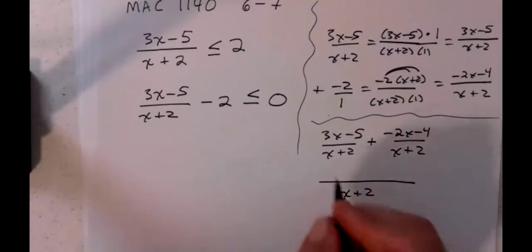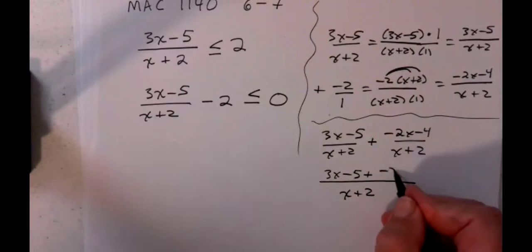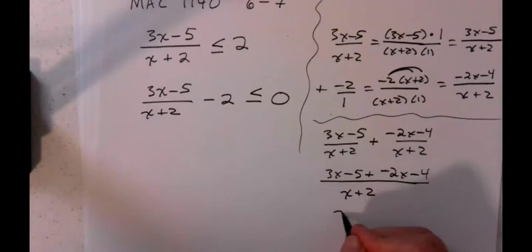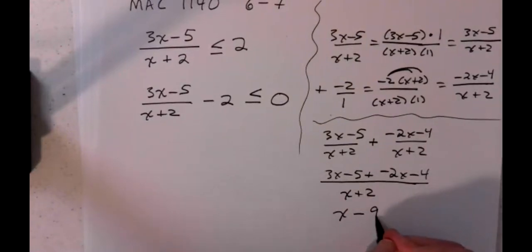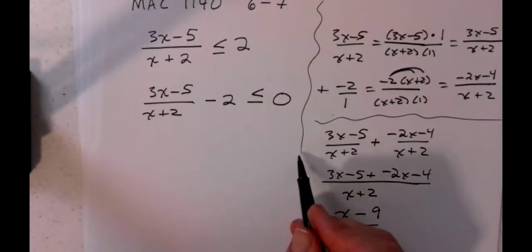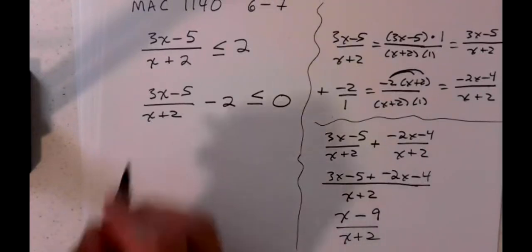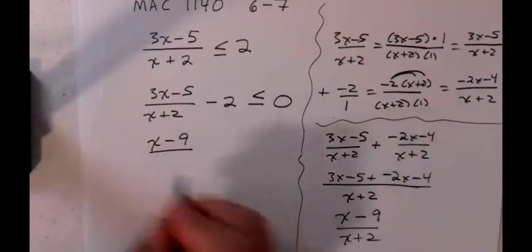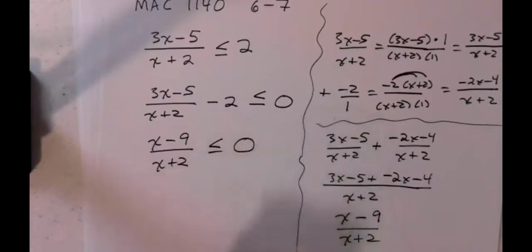So we get 3x - 5 plus -2x - 4. 3x - 2x is 1x. Negative 5 minus 4 is minus 9, over x + 2. That's what that simplifies to. So after all of that work, the problem has become (x - 9)/(x + 2) ≤ 0.